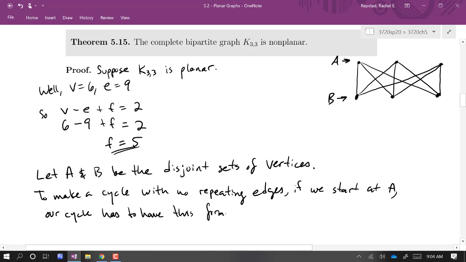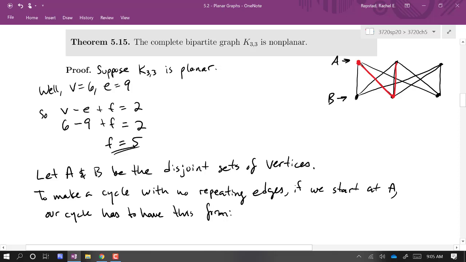Let's see, I'm going to just sort of draw it out to see how long this cycle would have to be at a minimum. So let's say we start here. I have to go to B, right? Now I can't finish the cycle now because I can't just go back on the edge I traversed. So that means I have to go back up to A, and I can't finish the cycle now because I can't get from, within 2 vertices in A.